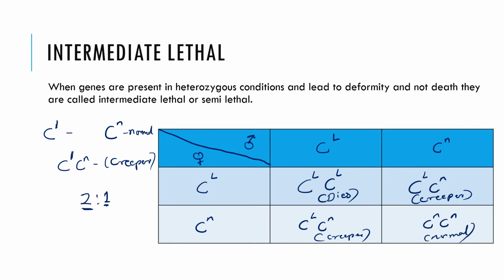So that was about different types of lethal alleles and lethal genes. So we saw that the dominant lethal allele gives us a ratio of 2 is to 1, as well as intermediate lethal which gives us the ratio of 2 is to 1, which is an exception to the Mendelian ratio, because one of the offspring cannot survive either in dominant lethal or recessive lethal, or even in intermediate lethal.